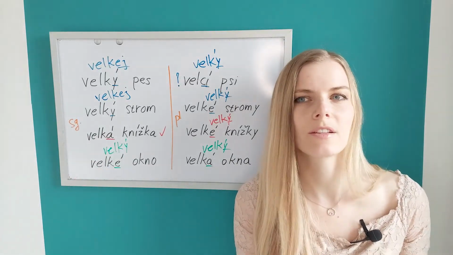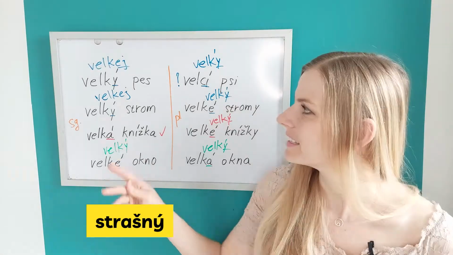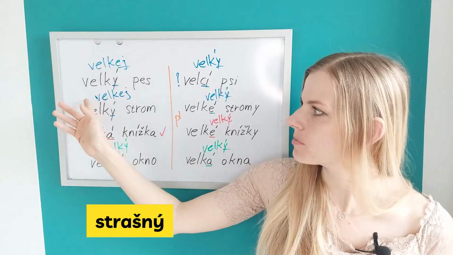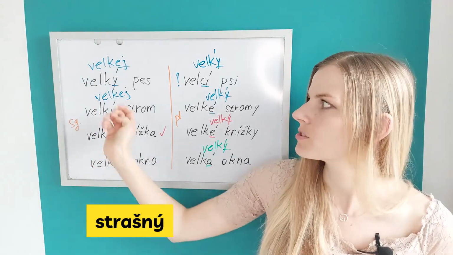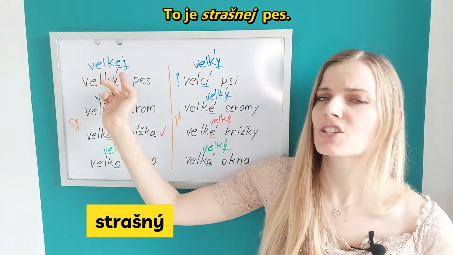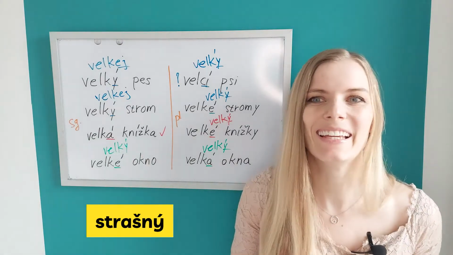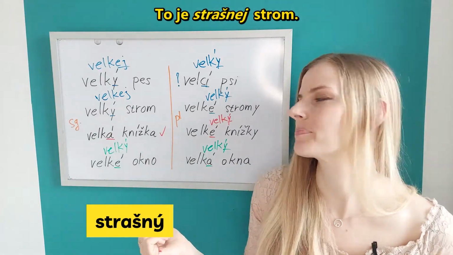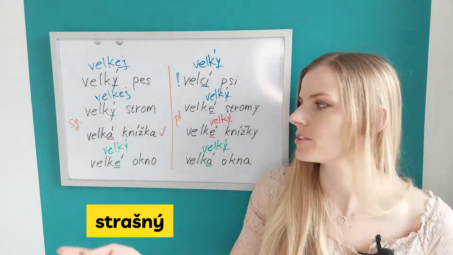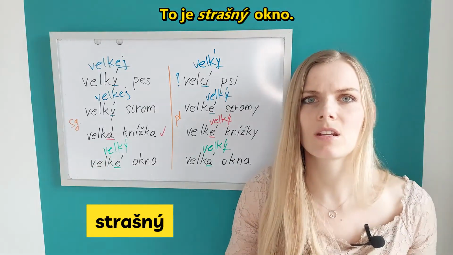So let's practice. Let's take another very common adjective, strašný, terrible. Let's use these forms that I wrote above. So let's say it's a terrible dog. To je strašný pes. That's a terrible tree. To je strašný strom. That's a terrible book. It doesn't change. To je strašná knížka. To je strašný okno.